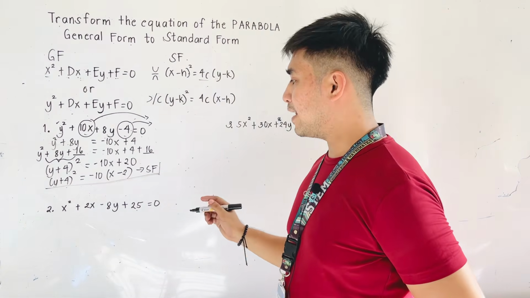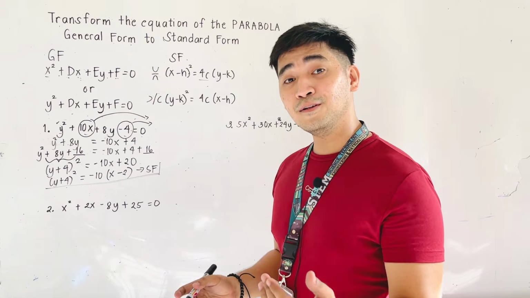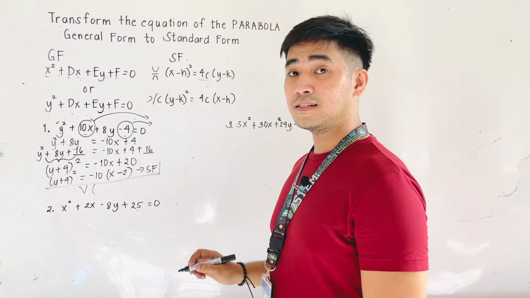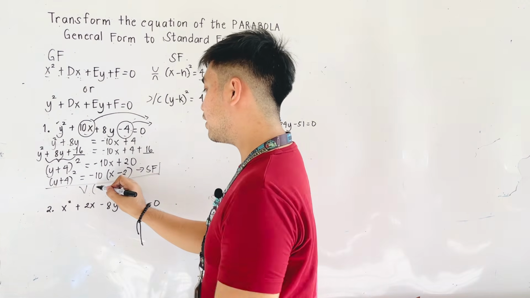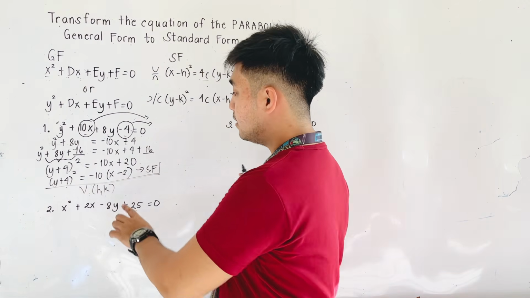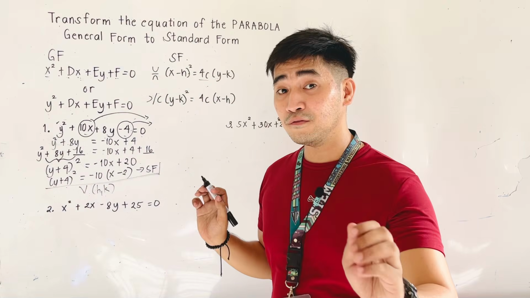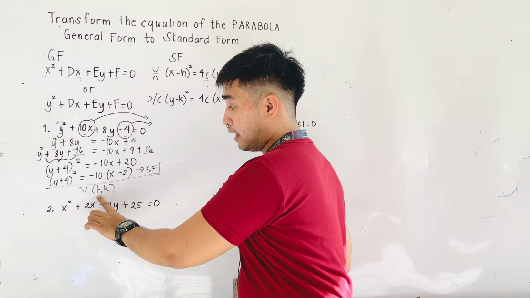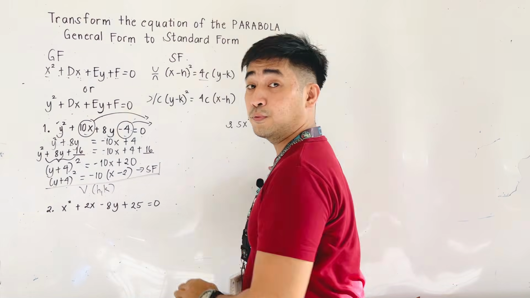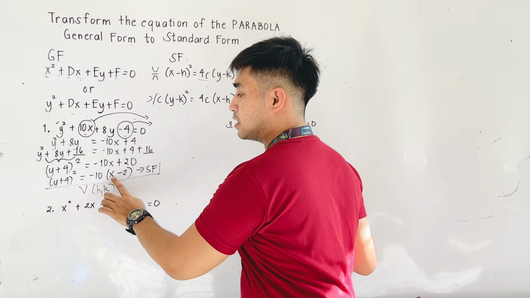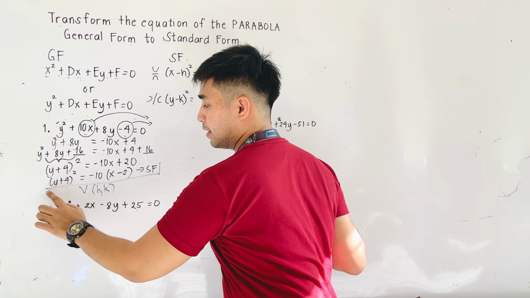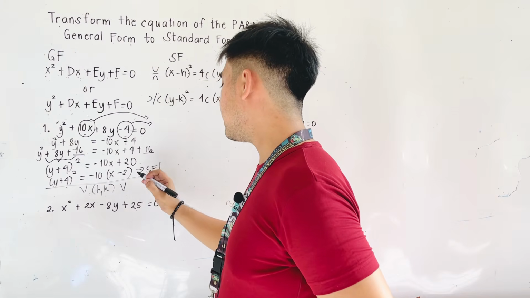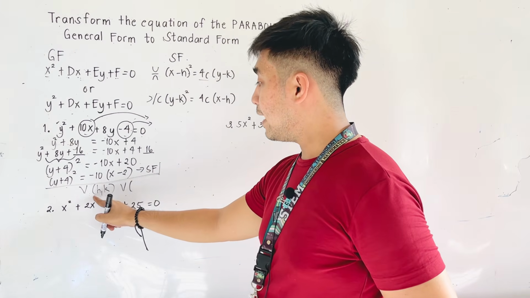Okay, so if that is the final answer, we will now be able to identify the vertex. What is the location of the vertex? Remember that the location of the vertex is h, k. This is h and this is k. Do not be confused. X is partnered with h, and y is partnered with k. Again, x is partnered with h, and y is partnered with k. Therefore, the location of the vertex is h, k.